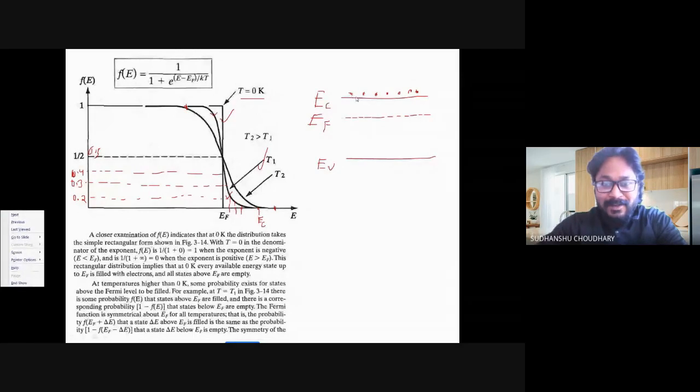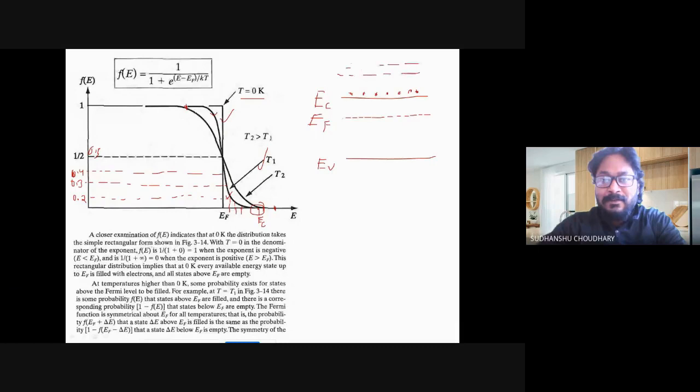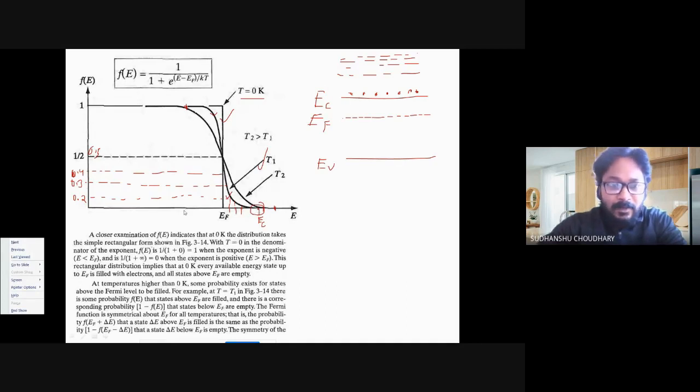But since at higher energy levels there are no electrons, because the probability of finding an electron is 0, one would say that the electrons will be found only around EC. At higher energy levels, maybe here or maybe here, you won't find any electrons. That is why we also say that higher energy levels do not contribute, because the probability of finding electrons at higher energy levels is 0. So EC should lie somewhere over here.